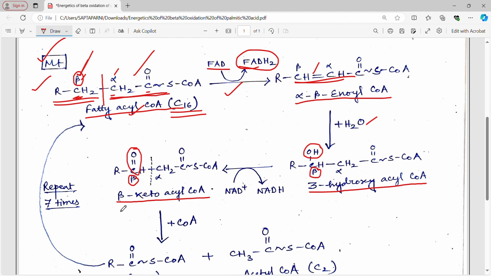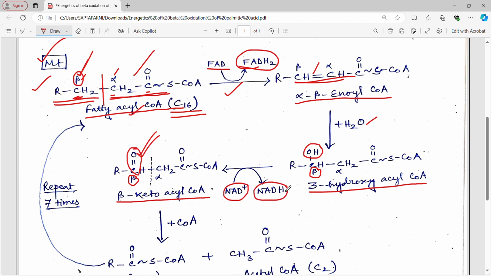That is why it is named beta keto acyl CoA. And here the oxidation occurs at the beta position. That is why the cycle is named the beta oxidation cycle. And in this phase NAD plus gets reduced into NADH.